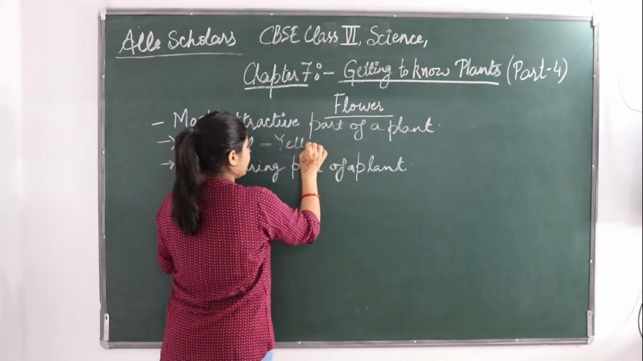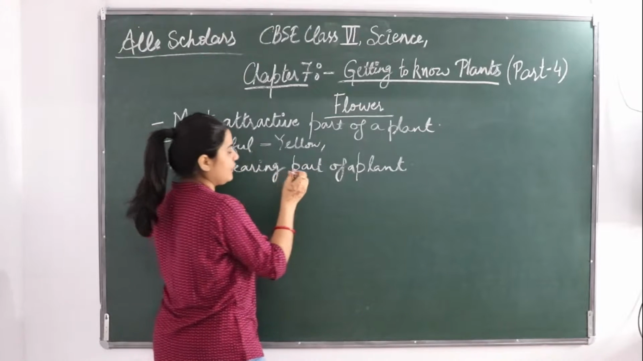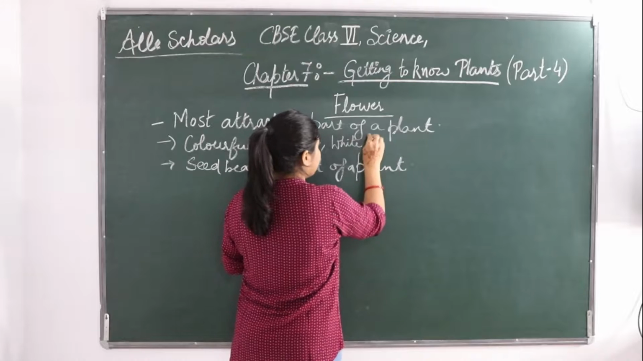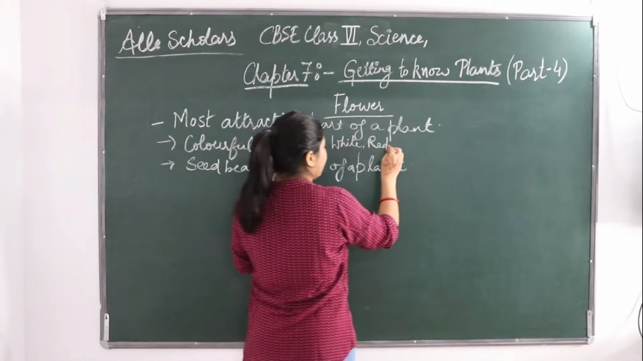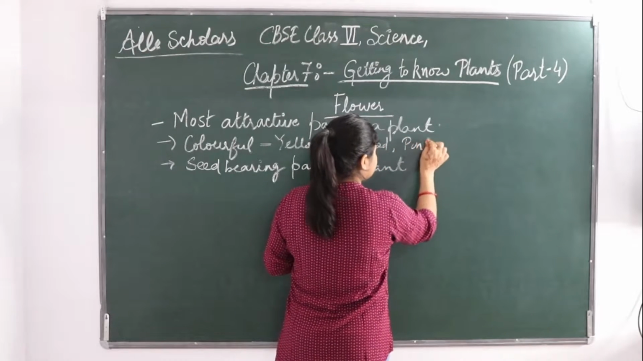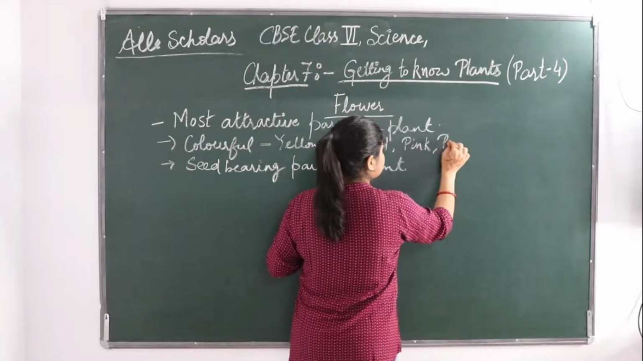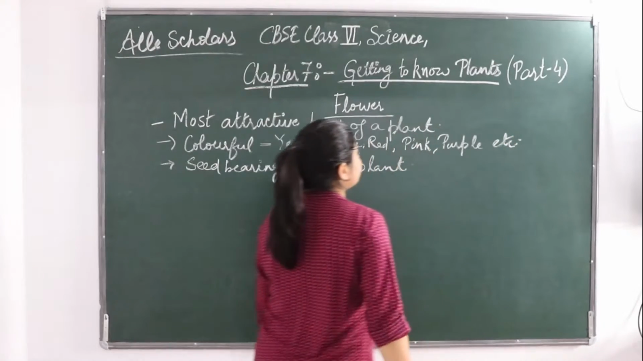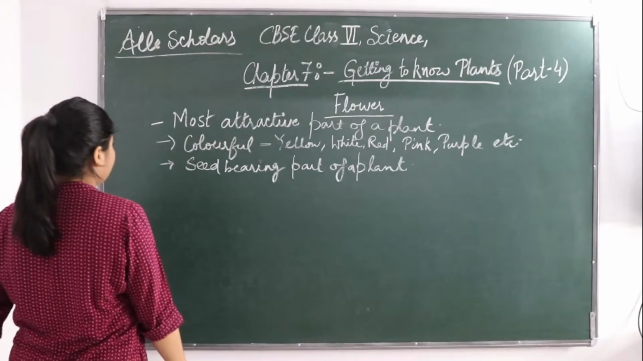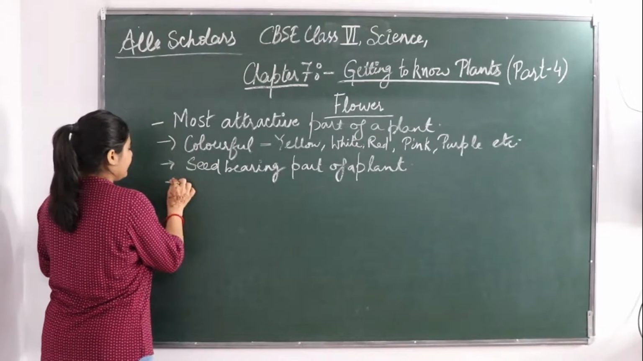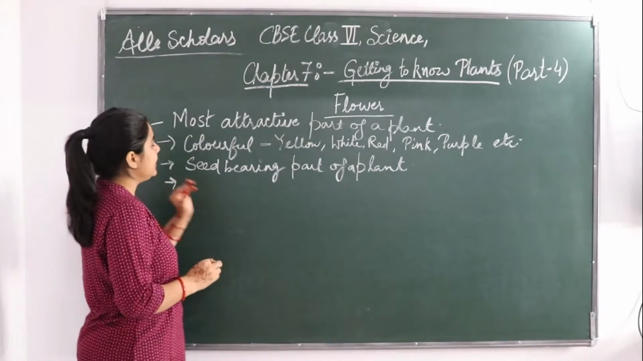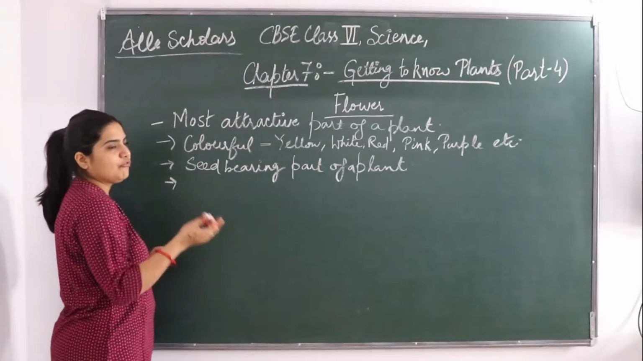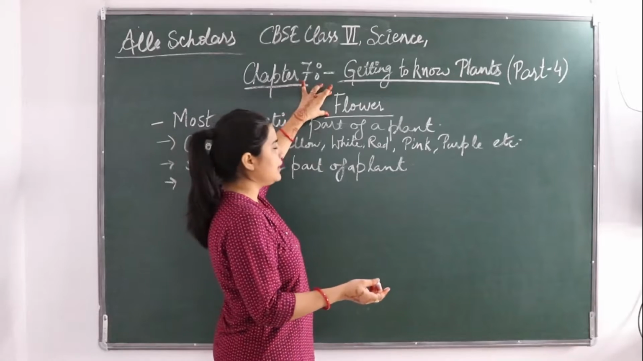Yellow, these are some of the common colors. Yellow color flowers are very common. White is also very common. Red, pink, purple flowers are there. So it's very colorful, very attractive. It bears seed. Then it is the reproductive part of a plant. Reproduction of a plant takes place in which part? In the flower.